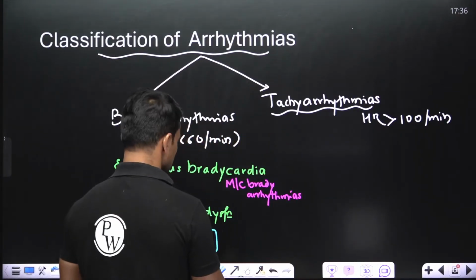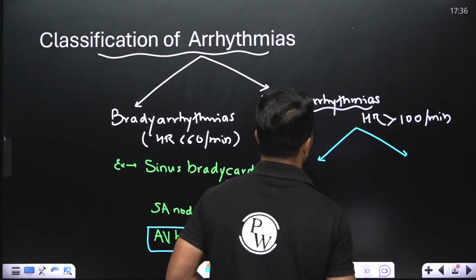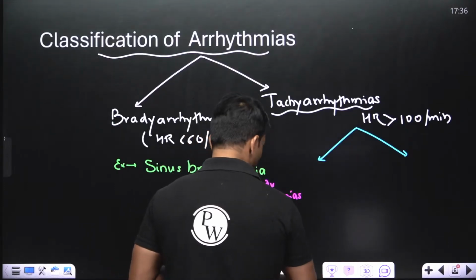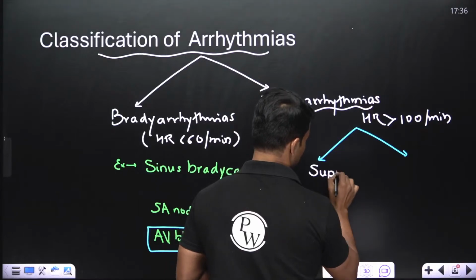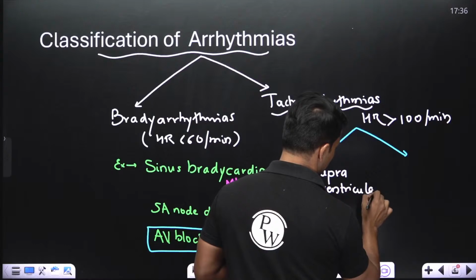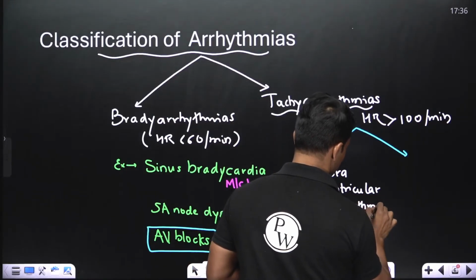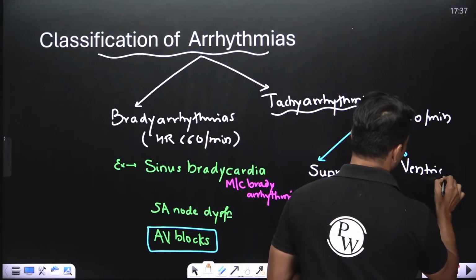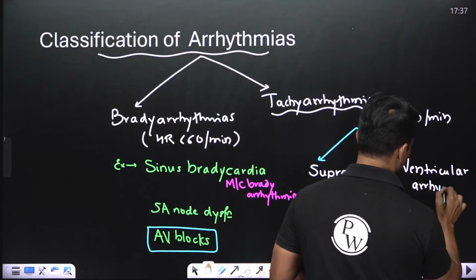Coming to the tachyarrhythmias. These tachyarrhythmias, we will divide them into two broad groups. What are the broad groups? We will divide them into supraventricular arrhythmias and ventricular arrhythmias. Now, what is the basis to call it ventricular arrhythmias or supraventricular arrhythmias?